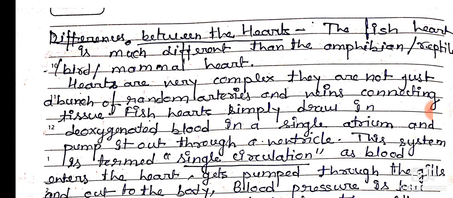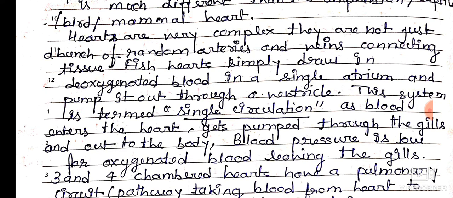Differences between the hearts. The fish heart is much different from the amphibian, reptile, bird, and mammal heart. Hearts are very complex. They are not just a bunch of random arteries and veins connecting tissues.